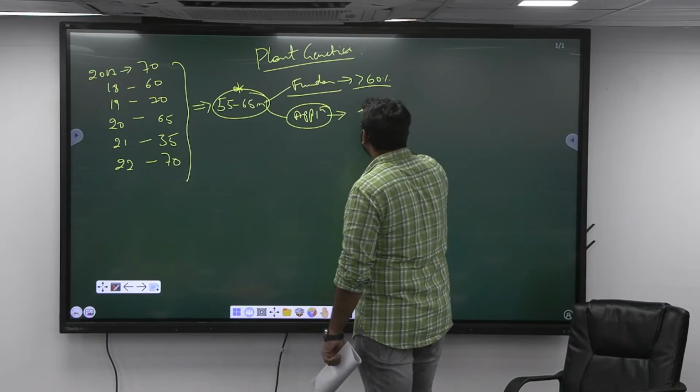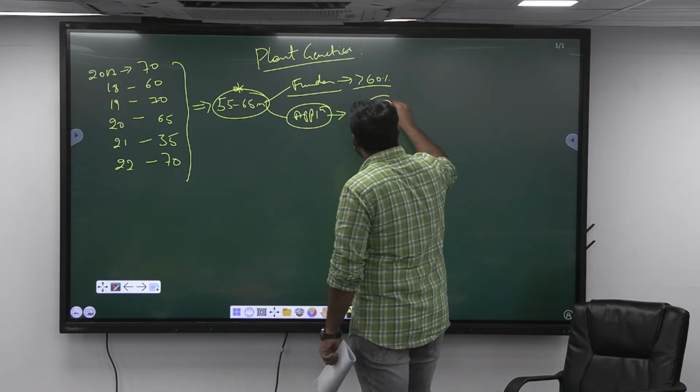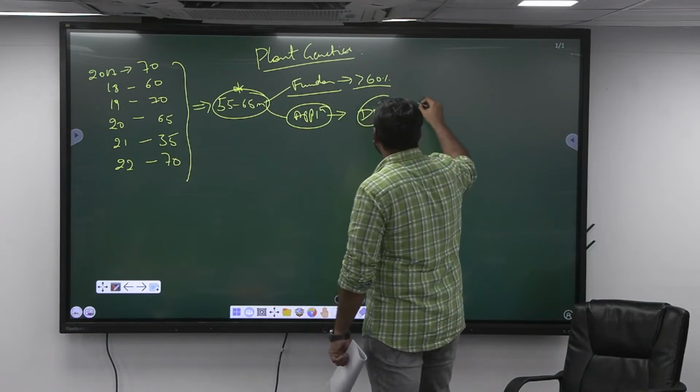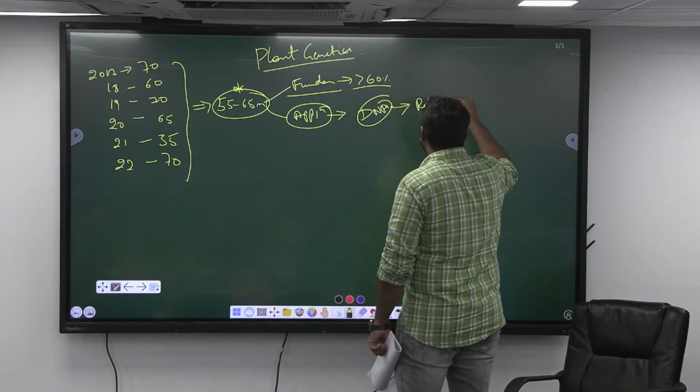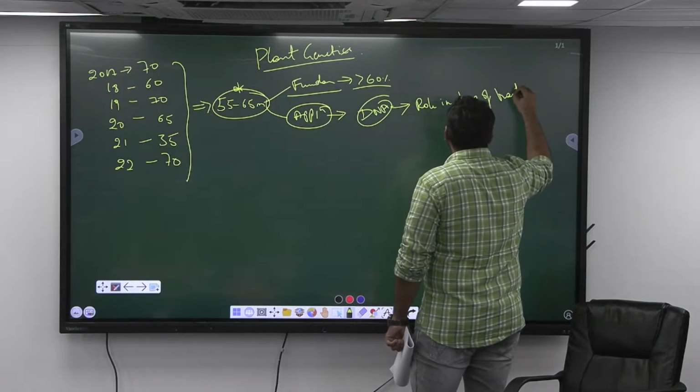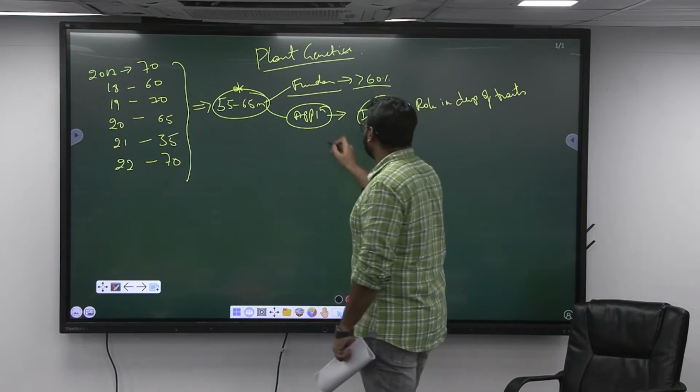Let's say DNA. So DNA as a concept, structure, etc., you would have known. So what is the question they have asked? DNA and its role in development of traits, different traits, correct? So this is one type of application.